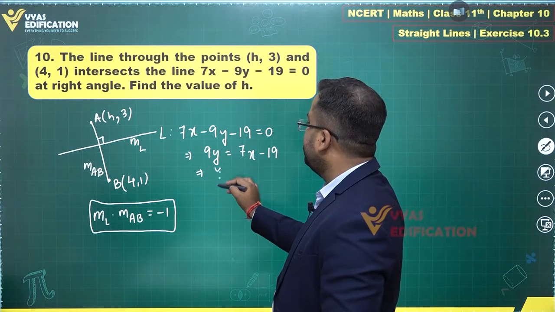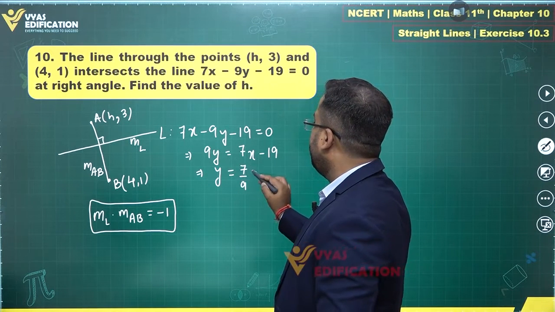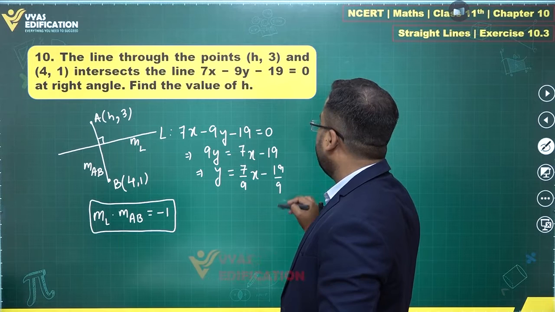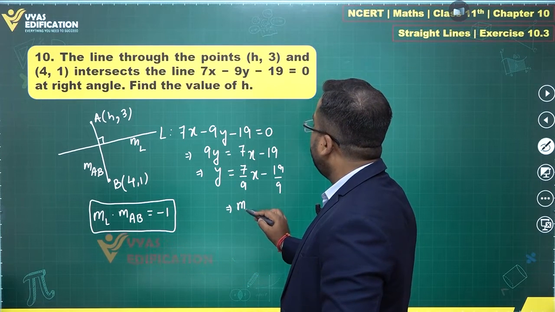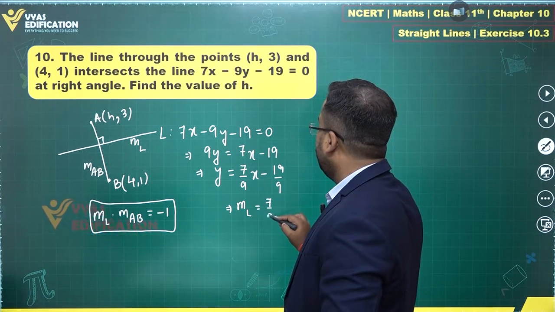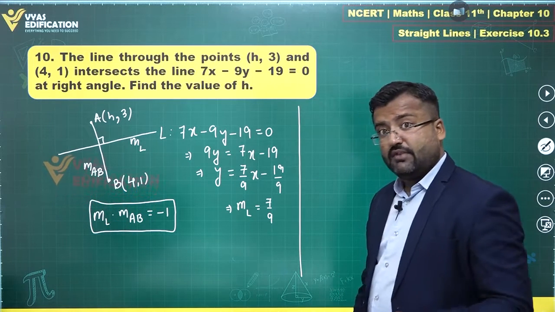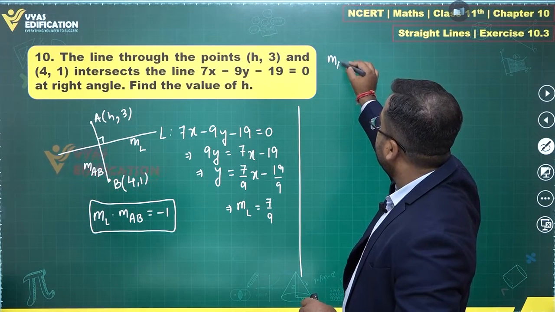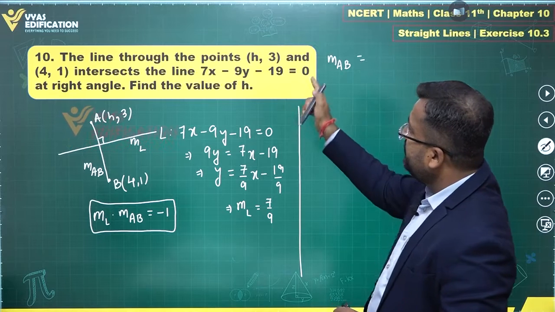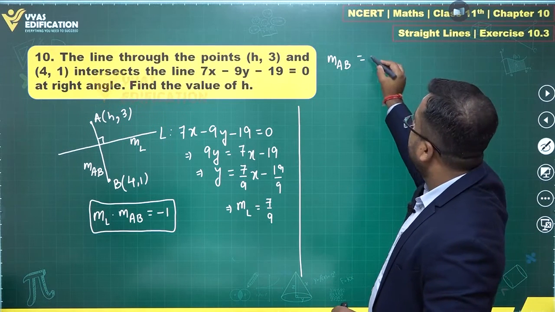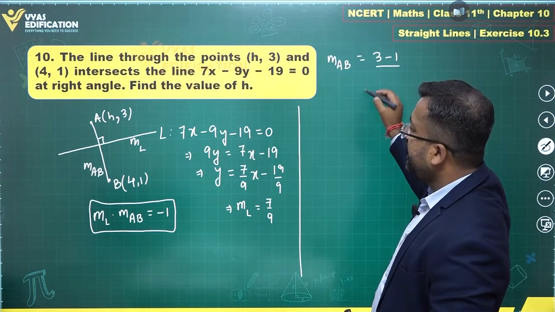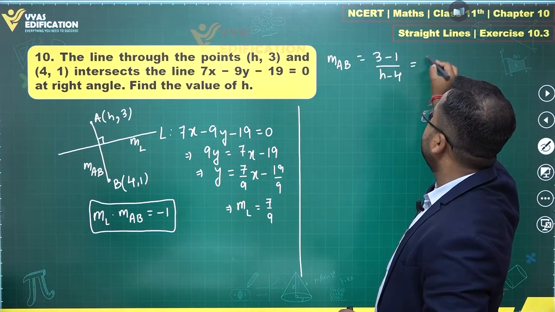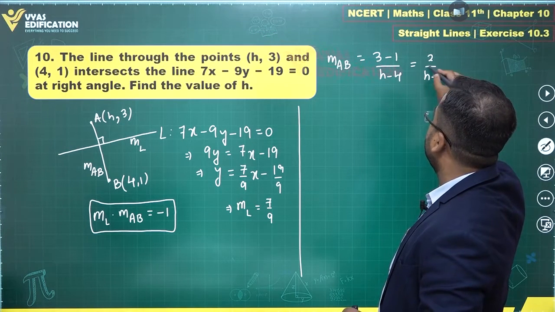And now divide by this 9, this becomes 7 by 9 x minus 19 by 9. This tells me m of line is equal to 7 upon 9. Okay, m of line. M of AB can be found easily. M of AB, let's take the points. This is 3 minus 1, y2 minus y1 upon h minus 4. This is 2 upon h minus 4 is what I get, right?